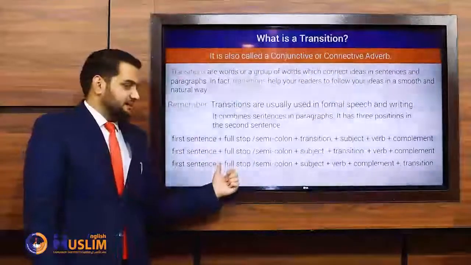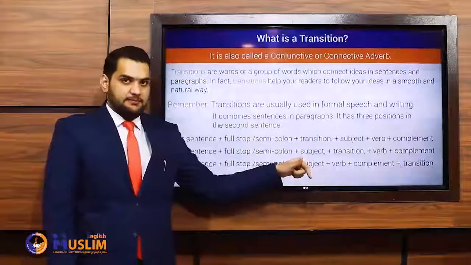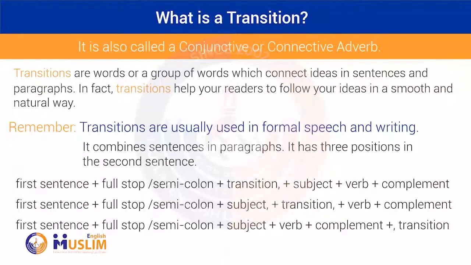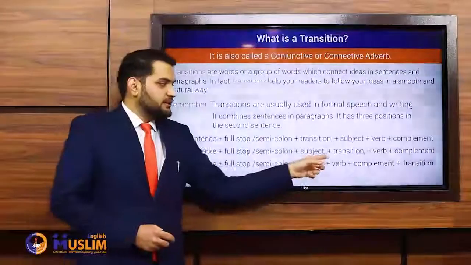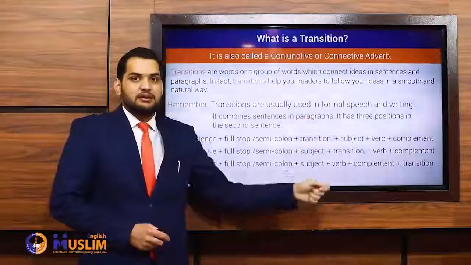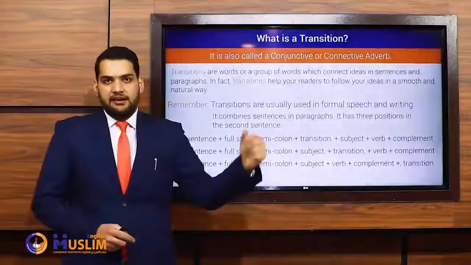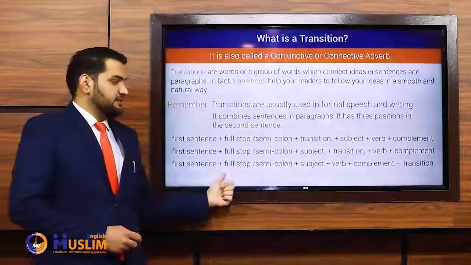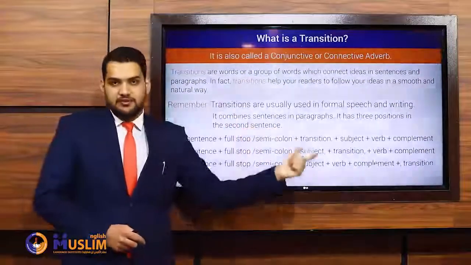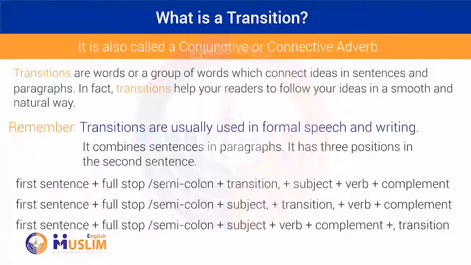The second place is that we use a transition after the subject of the second sentence. In this case also, we use a full stop or a semicolon between the two sentences. But here, we use two commas because we have the transition in the middle of a sentence. So one comma should be before that and one comma after that. And the third usage is that we use a transition at the end of a sentence. That's not a very common place for a transition. In that case also, we use only one comma.